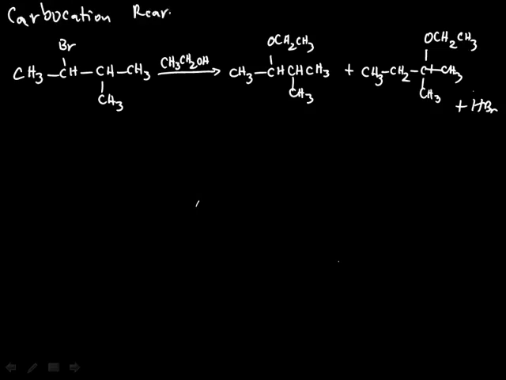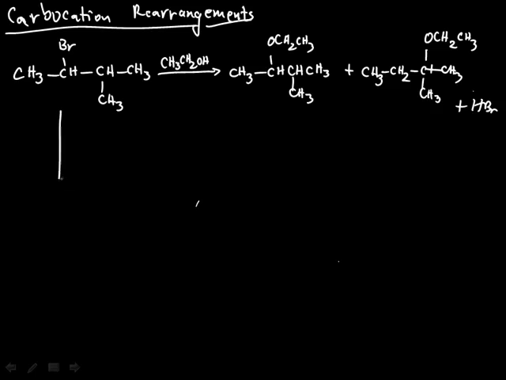rearrangements, which in principle occur whenever carbocations are present. The SN1 reaction is just one of the many reactions that involve carbocationic intermediates, and it's our first example. But basically, anytime we see carbocations, we can expect some of these rearrangements. So let's see how these reactions actually proceed.